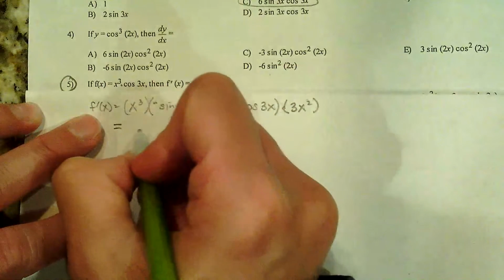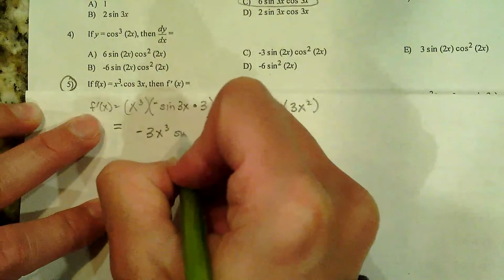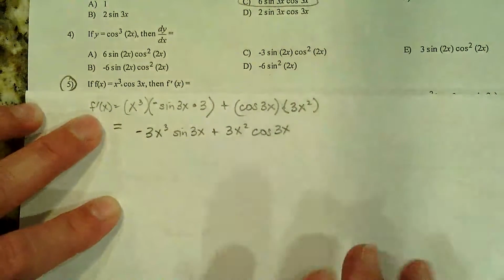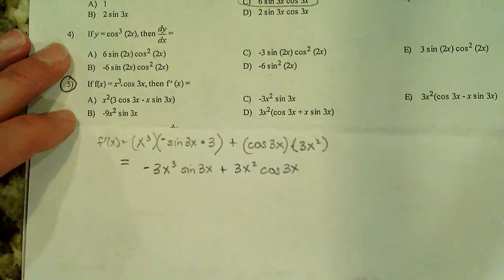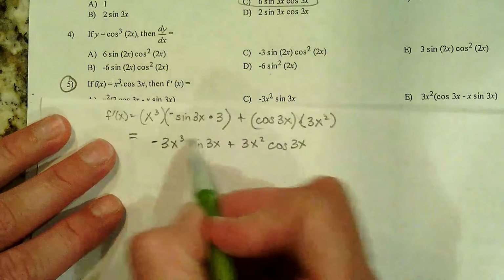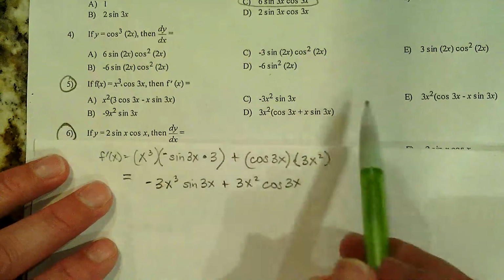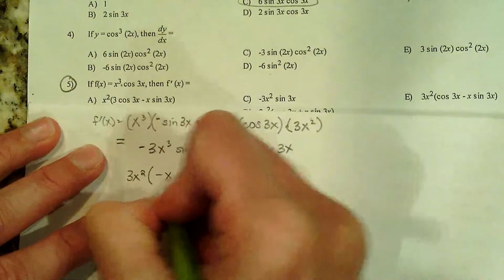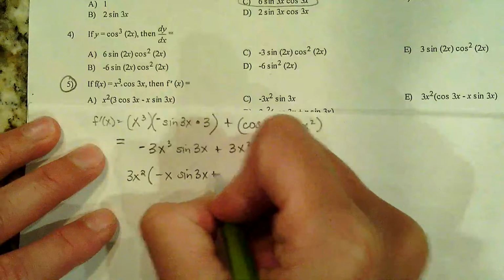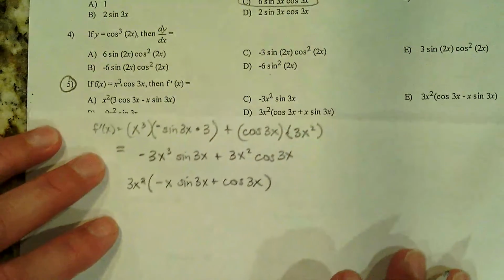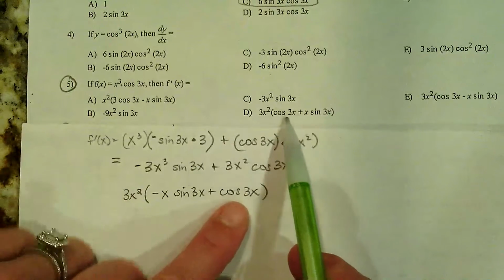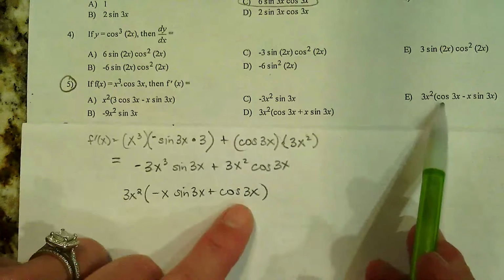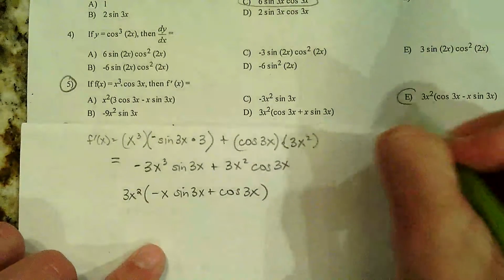So when I clean this up, I get negative 3x cubed sine of 3x plus 3x squared cosine of 3x. Which, I would probably see that 3x squared factored out. So you have a 3x squared factored out. They didn't make it negative, so 3x squared is going to come out in front. That's going to give negative x sine 3x plus cosine 3x. So 3x squared, the cosine of 3x, so that's a plus. 3x squared, the cosine of 3x minus x sine 3x, option E.